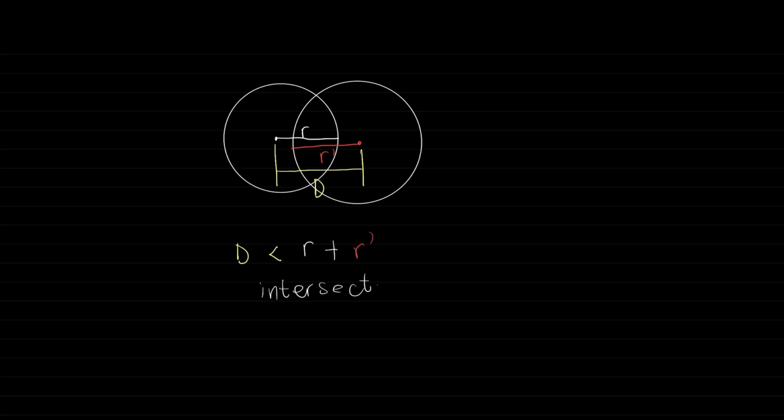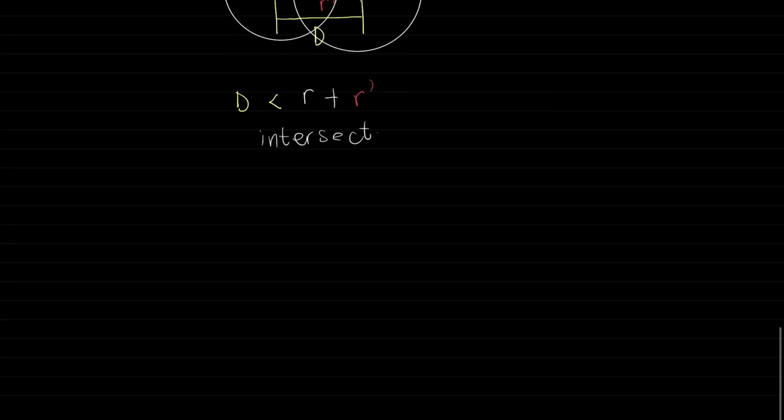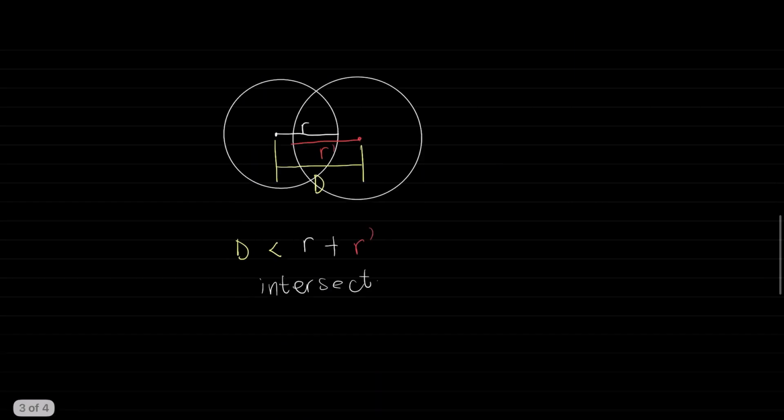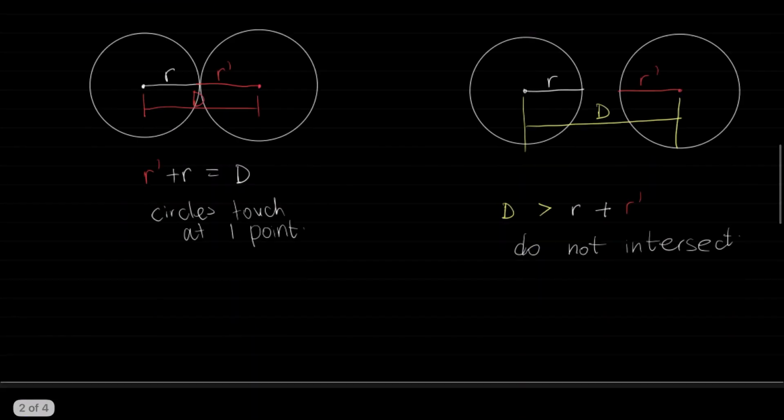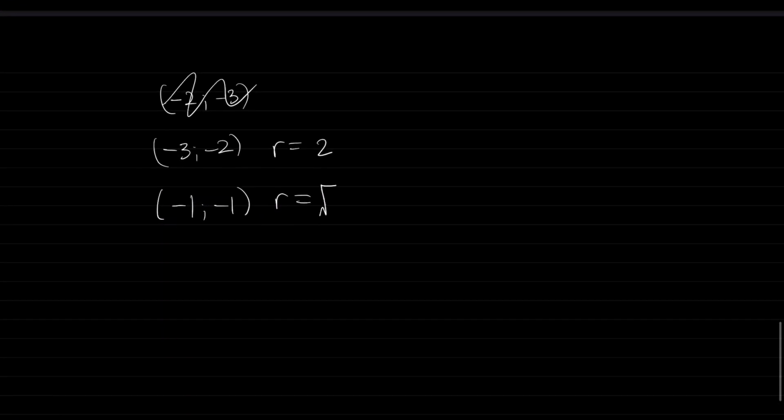Now, all we need to do is evaluate our current scenario. We have a circle with the center minus 2 and minus 3. Let's just double check. Minus 3 and minus 2, and the radius was 2. Then we have another circle, which is minus 1, minus 1, and the radius of that circle is the square root of 6.